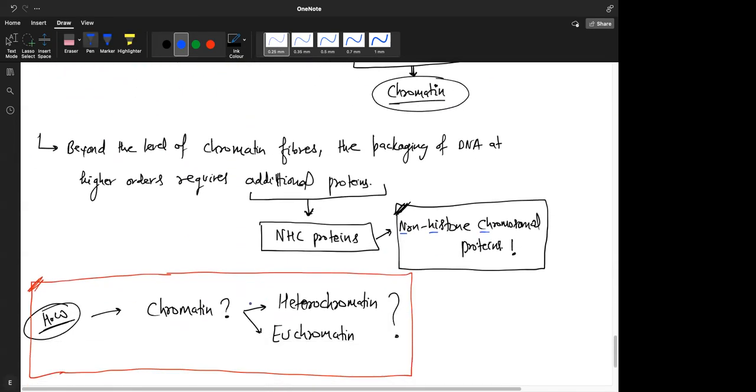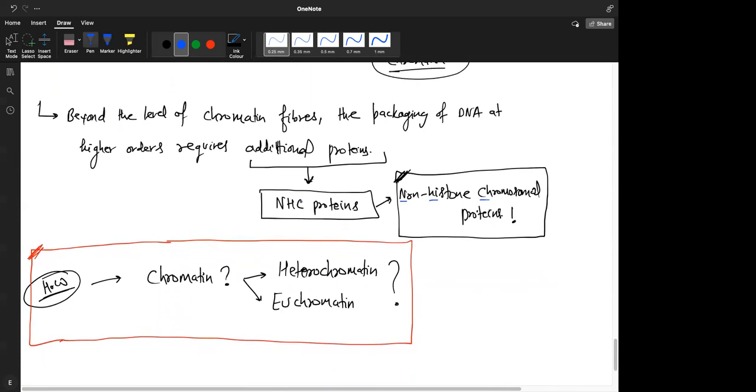As we go forward, we use NHC, non-histone chromosomal proteins, to pack it further into a chromosome. So a chromosome is a very densely packed and compact form of DNA. That's all you have to know about the NHC proteins, that they are required in higher order packaging of the DNA.